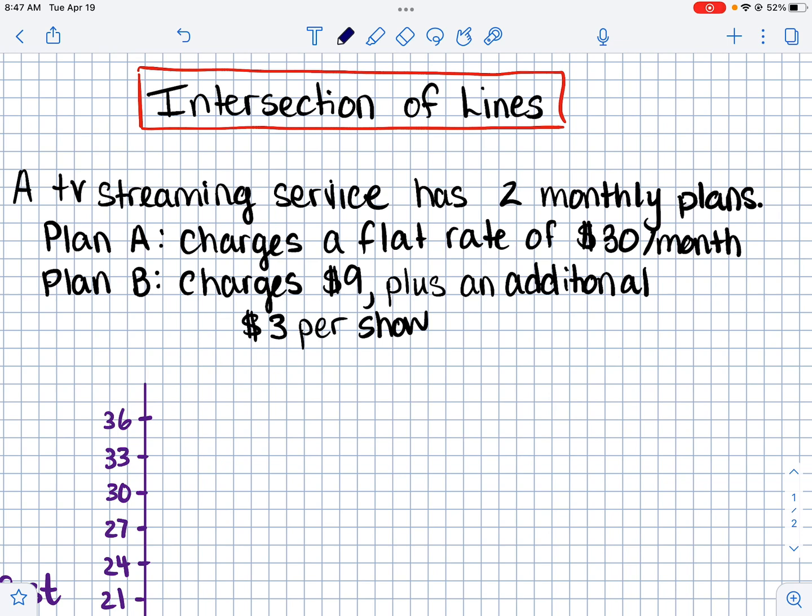So you have a TV streaming service and it has two different monthly plans that you can choose from. Plan A just charges you a flat rate of $30 per month, no matter how many shows you watch. So who wouldn't choose that one? But anyways, plan B charges you $9 per month and you have to pay an additional $3 for every show you watch. Not a great plan, but anyways, let's compare them.